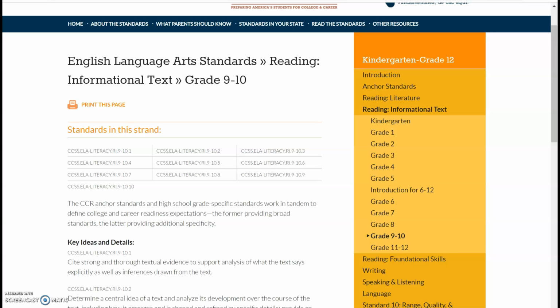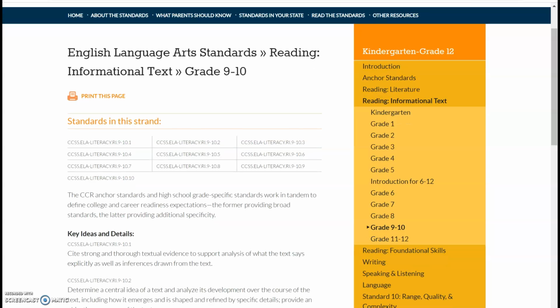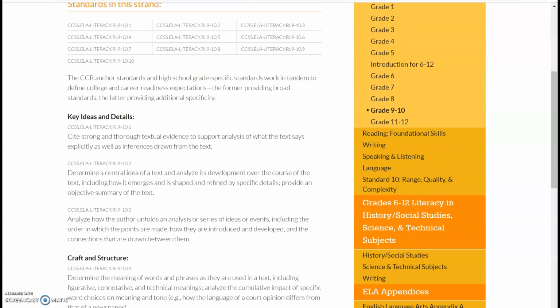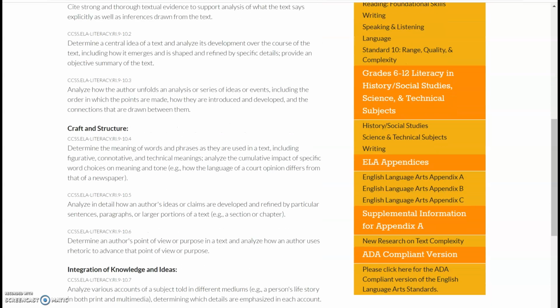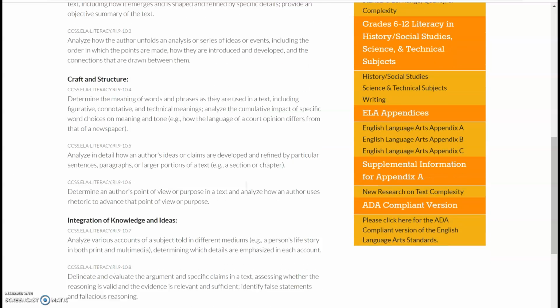Next is reading informational texts for 9th and 10th graders. So of course they're going to be expected to be able to analyze an argument and cite as well. Also going into the vocabulary again in craft and structure, we have to determine the meaning of words and phrases as they are used in a text, including figurative, connotative, and technical meanings. So the words that they're seeing might be words that they have seen, but maybe not used in this way. So it kind of goes into like how dynamic vocabulary is and how important it is as well.